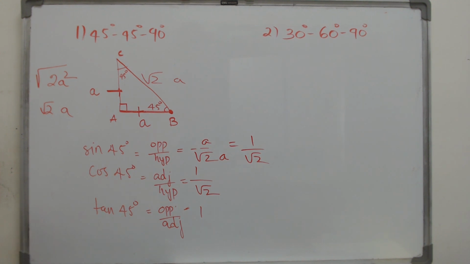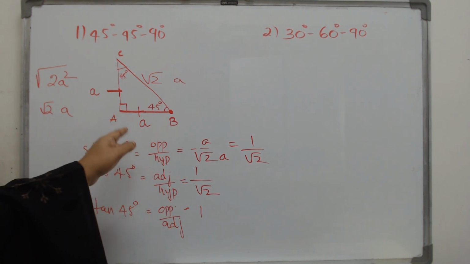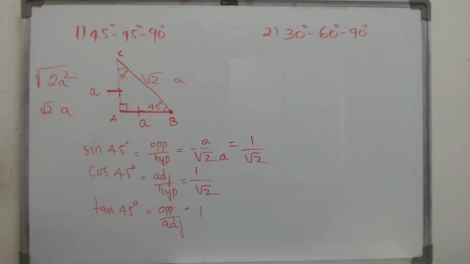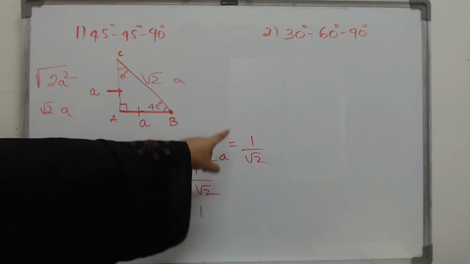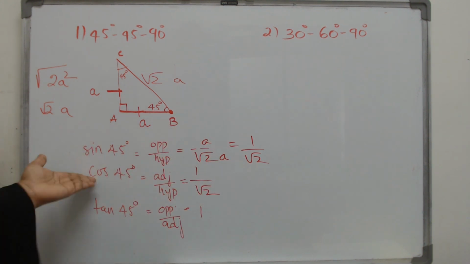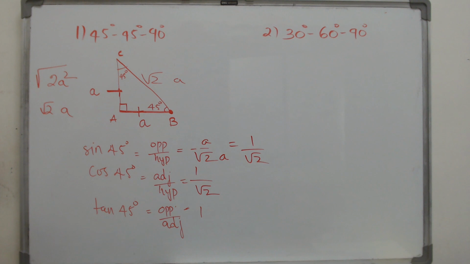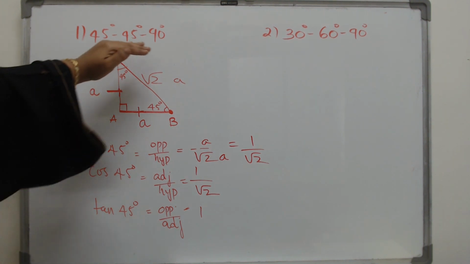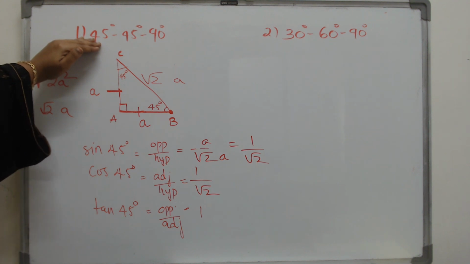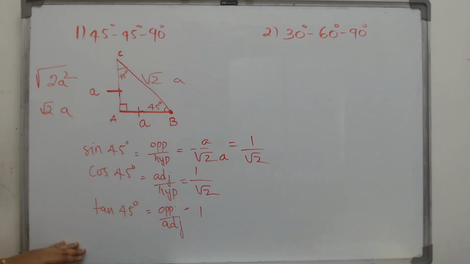Why is this good news? You do not see the A there. You do not see the variable. You see a neat numerical ratio. Cos 45 is also 1 by root 2. Your tan will be this numerator by this numerator, which is what? 1. So isn't that good news? We started with just the angles, but we have got a side ratio.